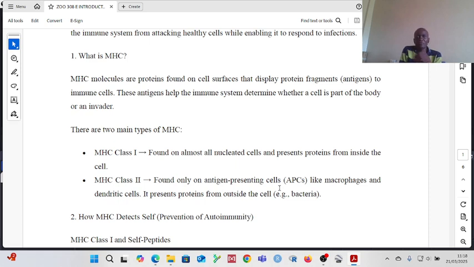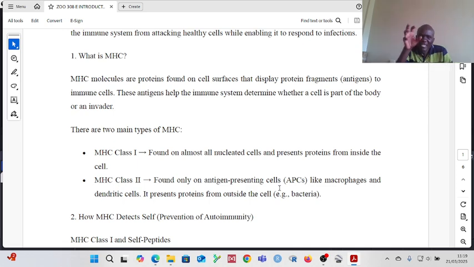MHC class 2 is found on antigen-presenting cells, what we call the APCs. The antigen-presenting cells include macrophages and dendritic cells. And what the MHC class 2 does is present proteins from outside the cell, so the extracellular proteins.